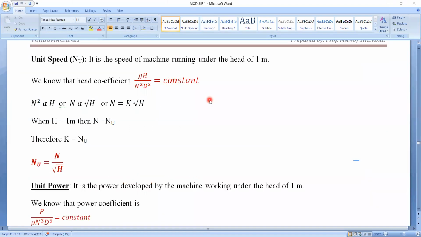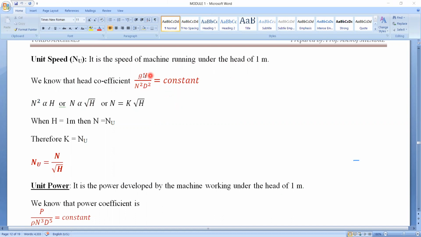Next, similarly, unit speed. Unit speed is the speed of a machine which is working under the head of 1 meter. We know that the head coefficient is given by gh divided by n square d square, which is equal to a constant. That is the pi 2 term: pi 2 equals gh divided by n square d square, which is constant.